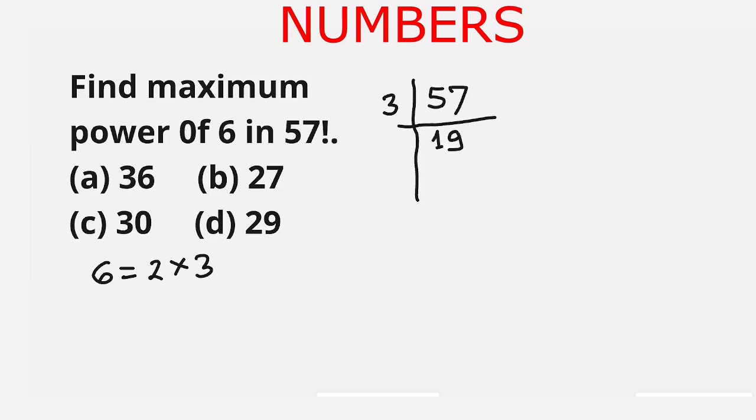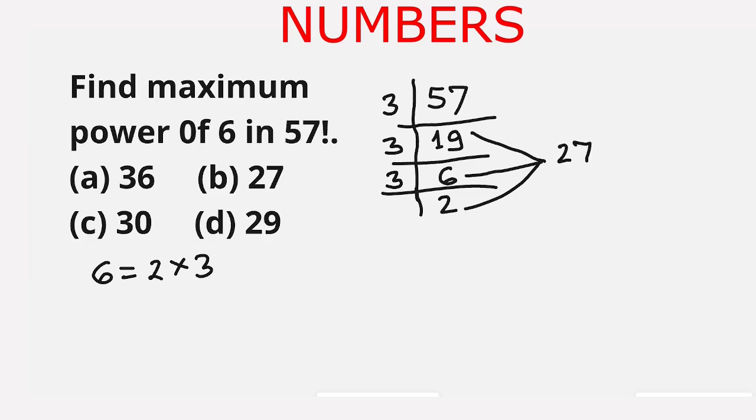We again divide 19 by 3, and 3 divides 19 for 6 times, as 6 times 3 is 18. We again divide 6 by 3 and we get 2. Now we add all these quotients. 19 plus 6 is 25, plus 2 is 27.